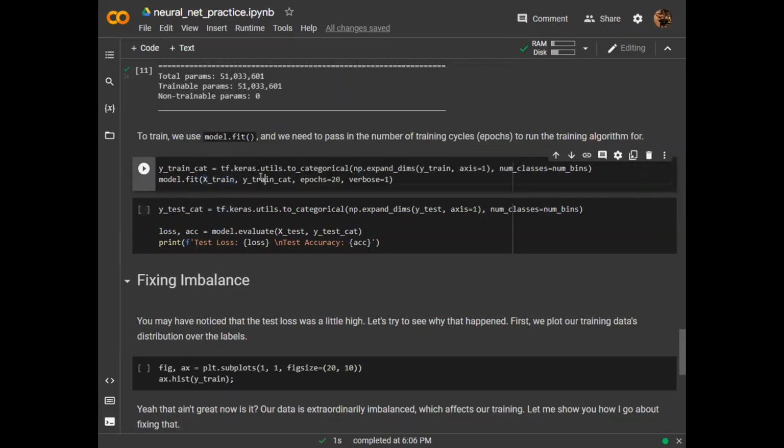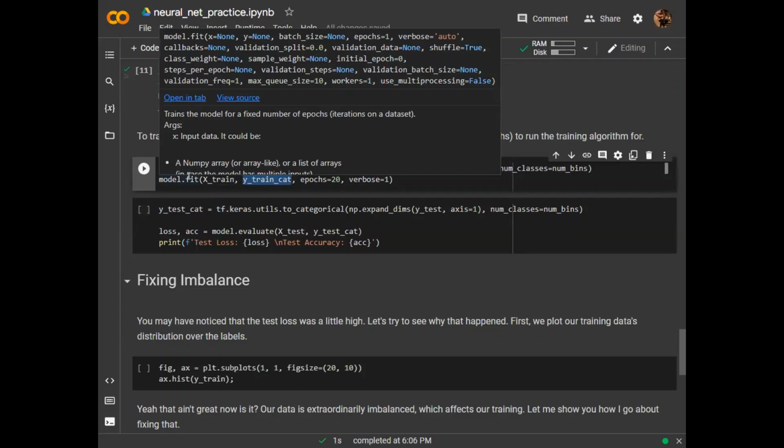Second parameter is your target, so that's the correct categories or the labels we have, right? And then you have a bunch of different parameters that you can play with. Look at the official documentation for a full list. You can see a bunch of different things that I can't be bothered to explain mostly, but the important ones are batch size, which you'll see is none.